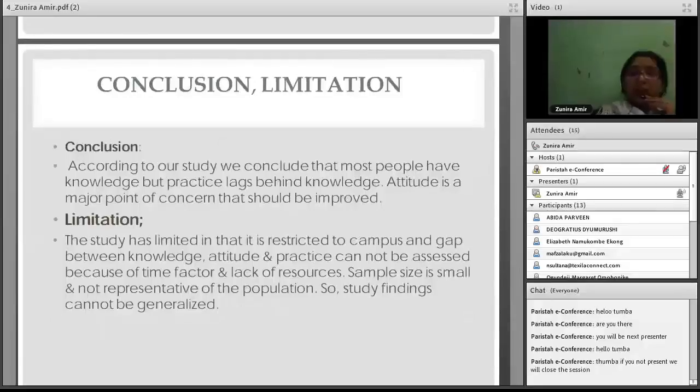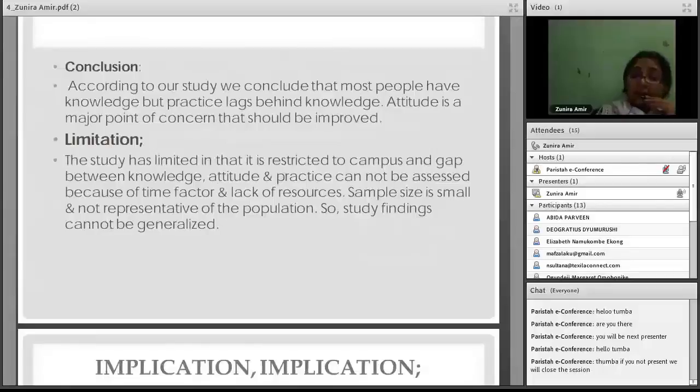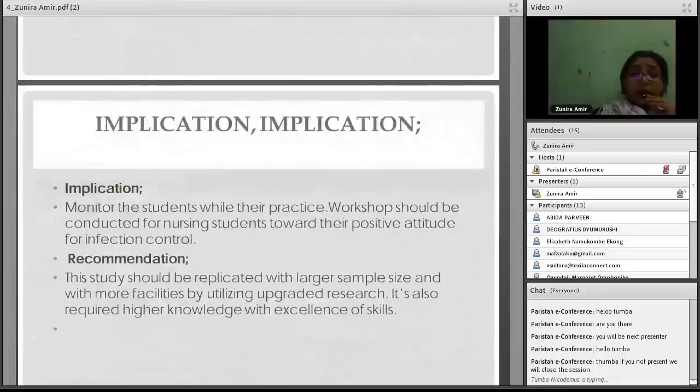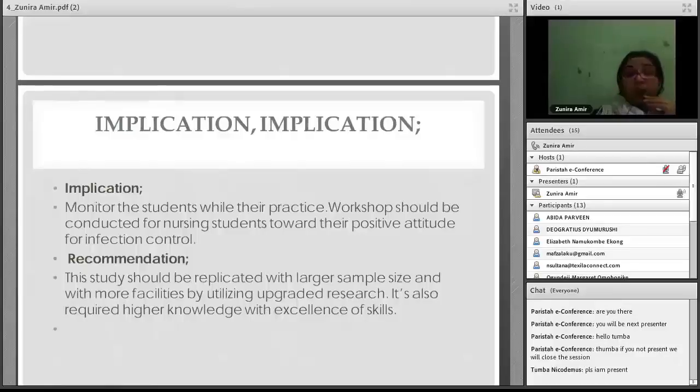The limitation of the study is that we have a limited sample, so it does not represent the whole population. The implications are more monitoring of students while they practice, and conducting workshops regarding infection control. They have to observe the students while they are practicing patient care. So we should follow all precautions and procedures.